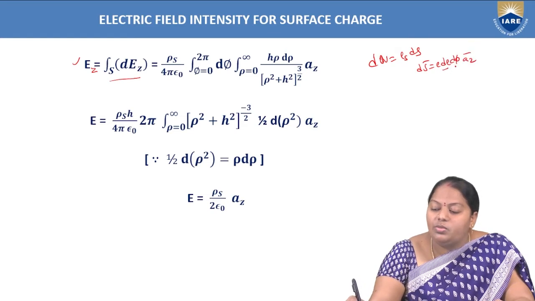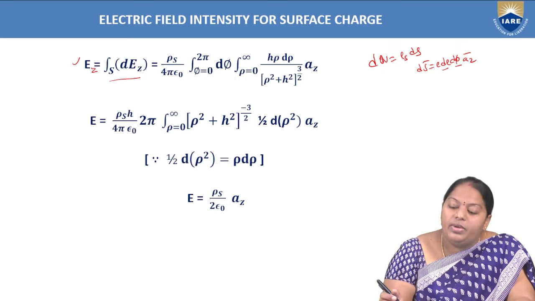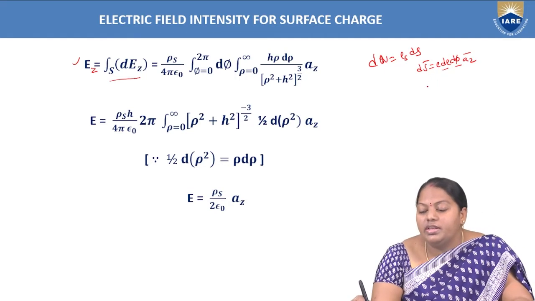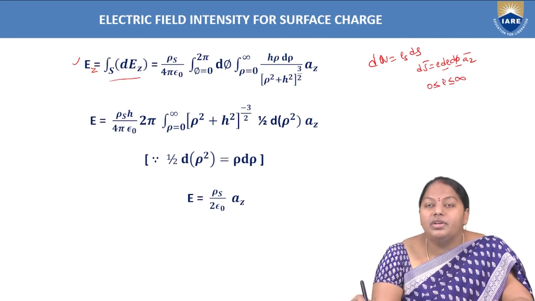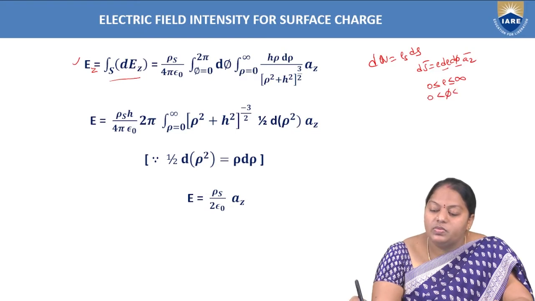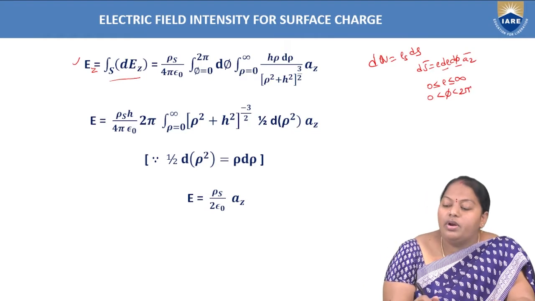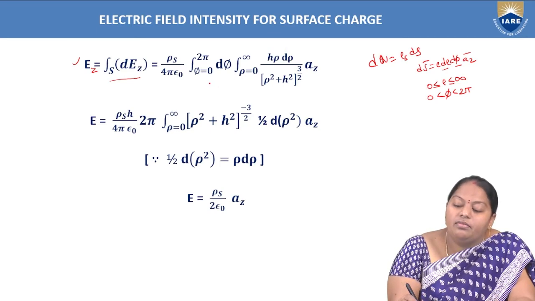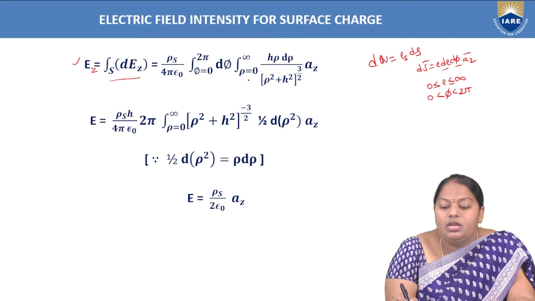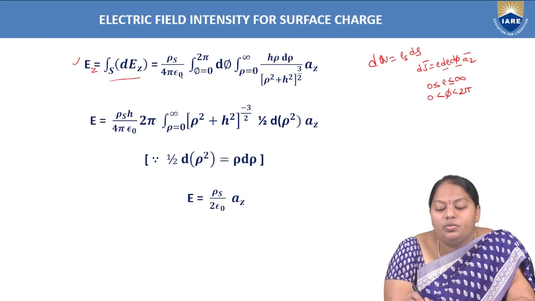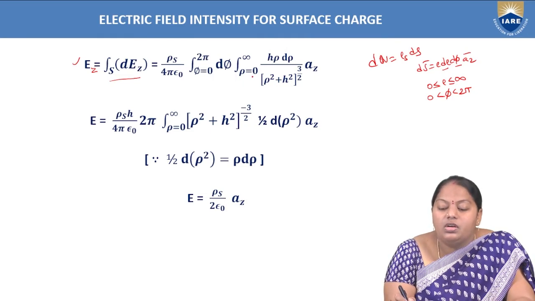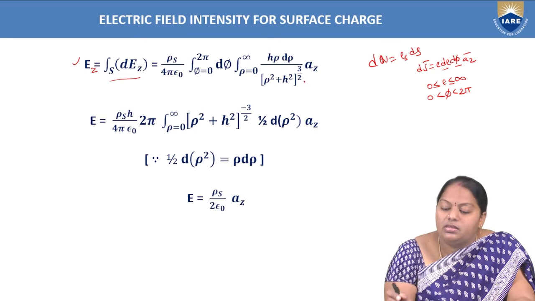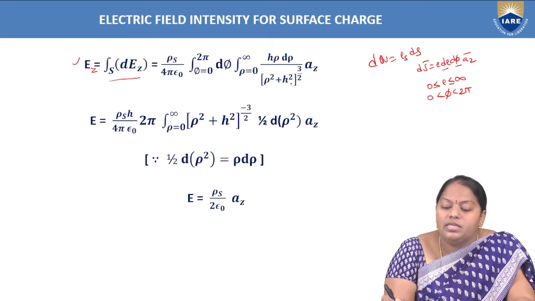So here the two variables are rho and phi. By default, we know that rho is the variable which varies in the cylindrical coordinate system, that is 0 is less than or equal to rho is less than or equal to infinity, and phi is the variable which ranges from 0 to 2 pi. Hence, rho and phi are the two variables, so we are integrating with phi and rho. Rho s by 4 pi epsilon naught is treated as a constant. Then the integral of phi from 0 to 2 pi, d phi, then rho from 0 to infinity, and here the rho variable terms are h rho d rho by rho square plus h square whole power 3 by 2 into az.